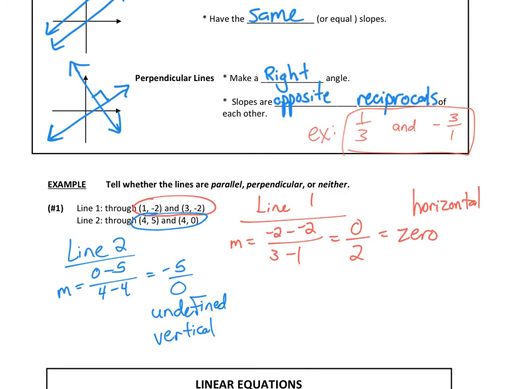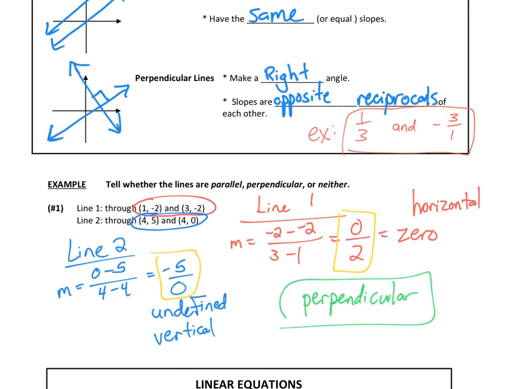These actually are opposite reciprocals. I know that the numbers are different, like one has a 2, one has -5, but these are actually opposite reciprocals, so the answer would be perpendicular. This is the one weird case where they don't come out to look like opposite reciprocals, but they're still perpendicular. All right, and that's all we got.